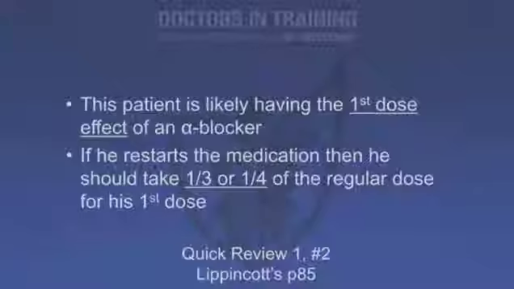Next question. A 72-year-old male presents after an episode of syncope. The patient reports that he was recently started on a medication for his prostate. What likely caused his syncopal episode? Well, this patient is probably having the first dose effect of an alpha blocker. If you're going to restart this medication, you should start with a smaller dose, maybe a third or a quarter dose for that first dose, because they can have first dose hypotension and cause syncope. But if you start with a smaller dose, they may be able to tolerate it.